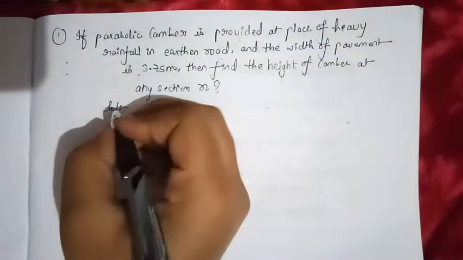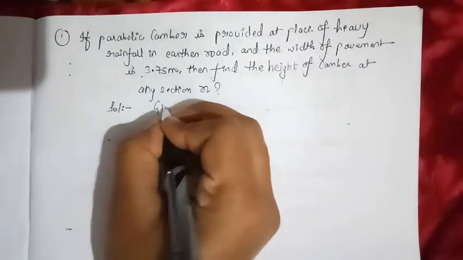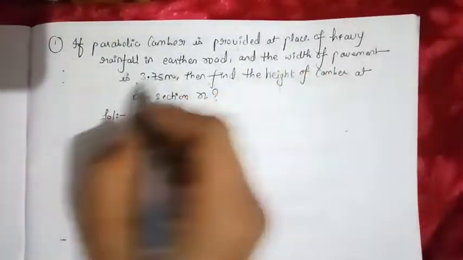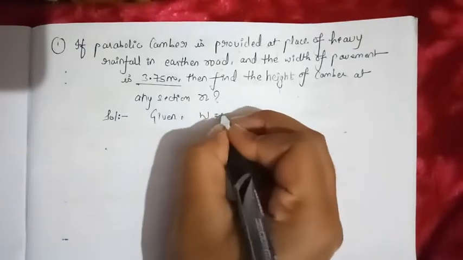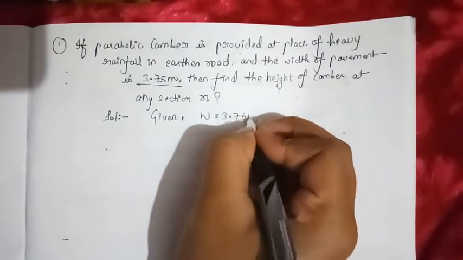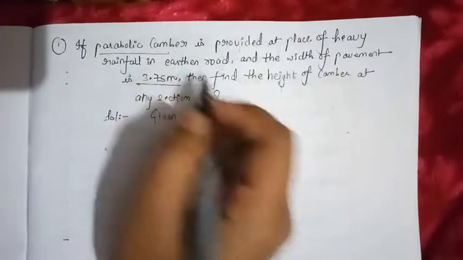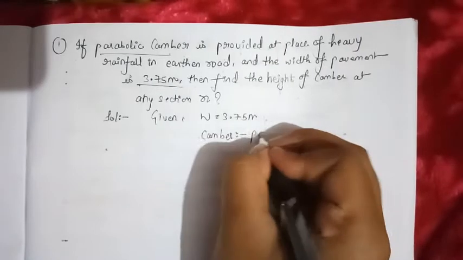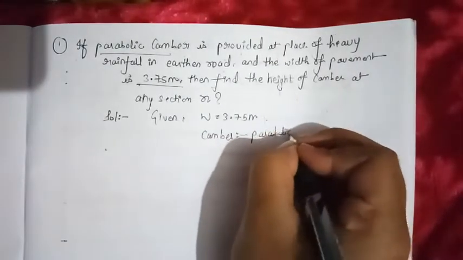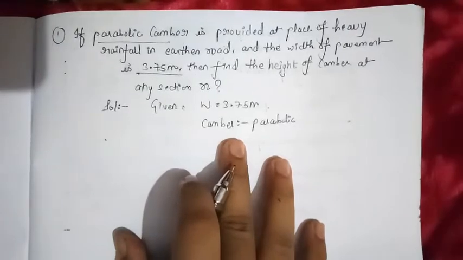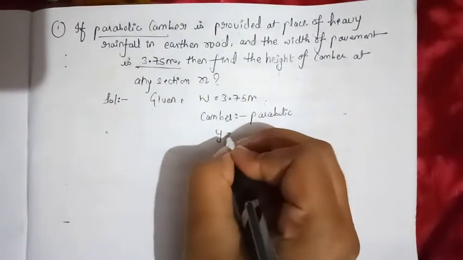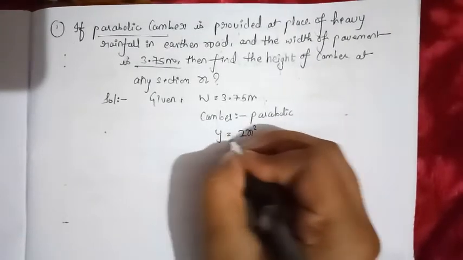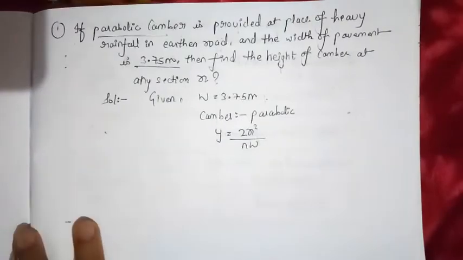Okay, so let us start the solution. First write what is given in the question. So in the question it is given that the width of the pavement is 3.75 meter. So W is equal to 3.75 meter. And what else is given? It is a parabolic camber. So camber is parabolic. We have studied that for a parabolic camber the value of the height of camber is 2x square by NW.